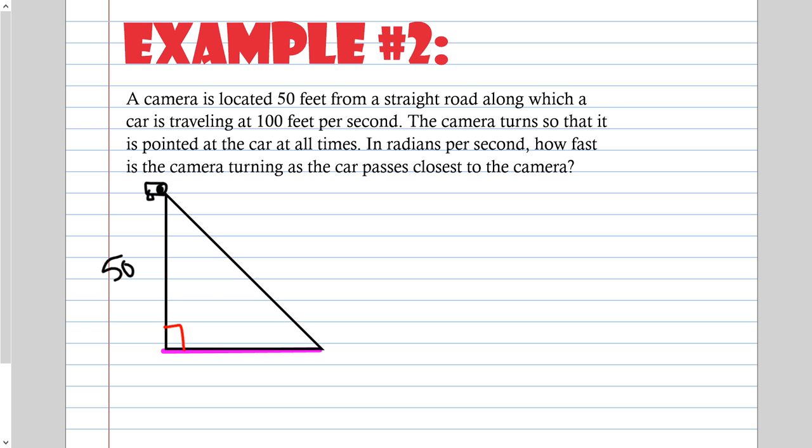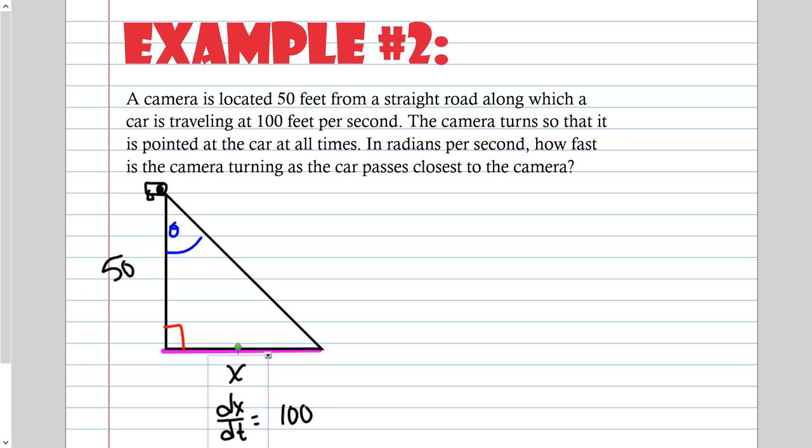And so then there's a car traveling, and the car is traveling at 100 feet per second. So I'm going to call this x. And then the car is traveling dx/dt at 100 feet per second. Let's see what else. The camera turns so that it is pointed at the car at all times. So this camera is turning, right? Here's the angle here. Let's see what else. In radians per second, how fast is the camera turning as the car passes closest to the camera?